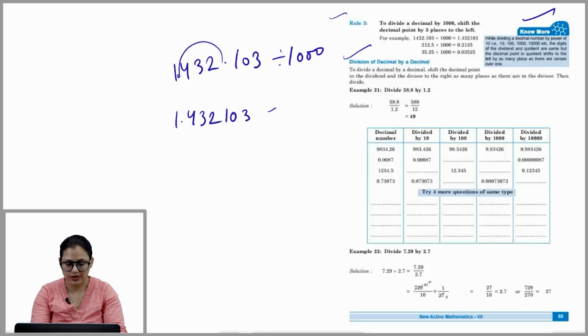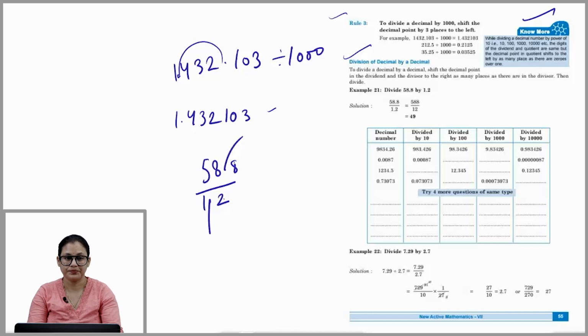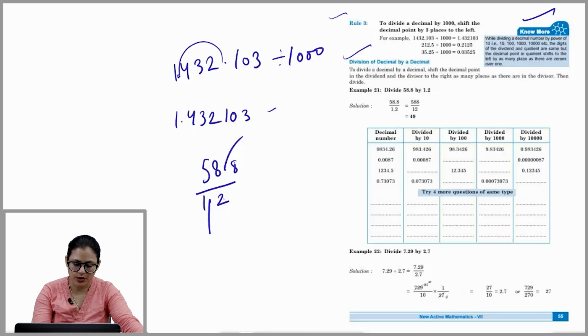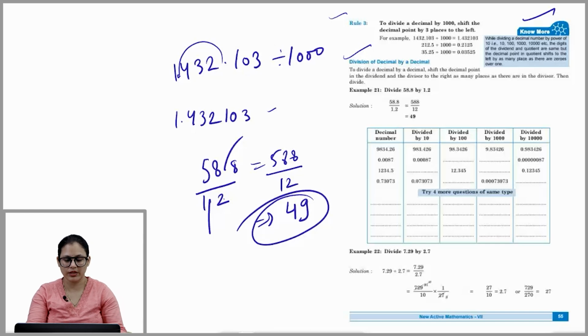Okay, so first you have been given 58.8, and you have to divide this number by 1.2. So what will you do? See, there is one place after the decimal, and there is also one place after the decimal. Okay, this will cancel out because here it is written that to divide a decimal by a decimal, shift the decimal point in the dividend and the divisor to the right, as many places as there are in the divisor. So now you will divide this by 12. What will you get? 4s are 48 and 9. 49 is the answer. Okay.